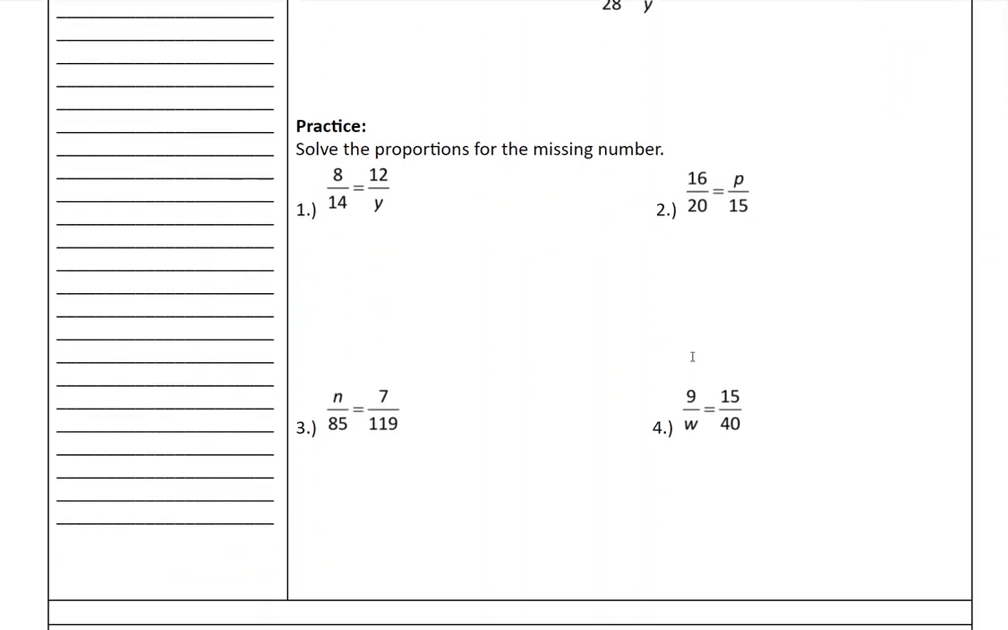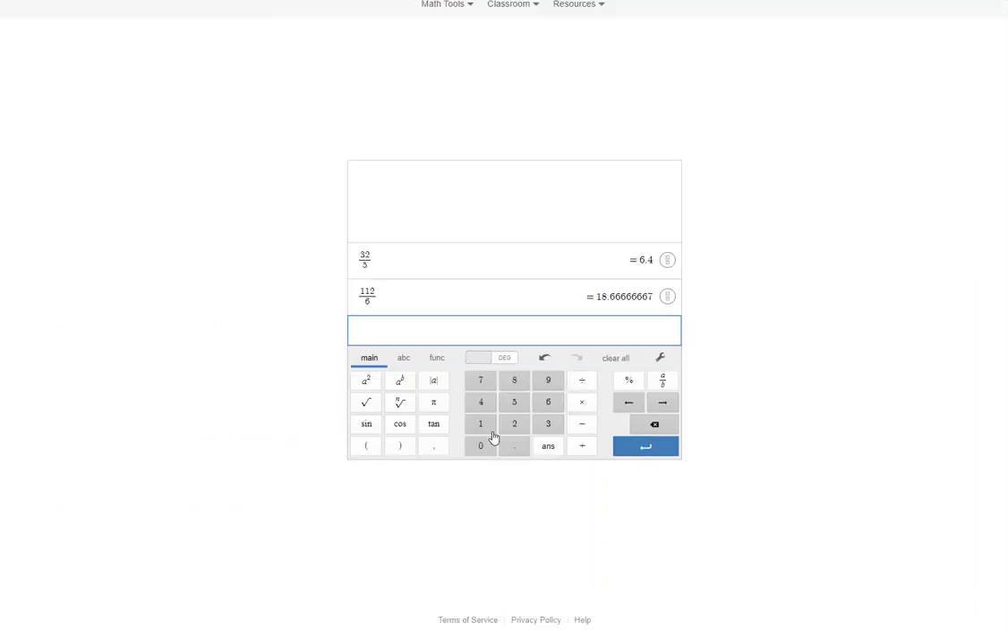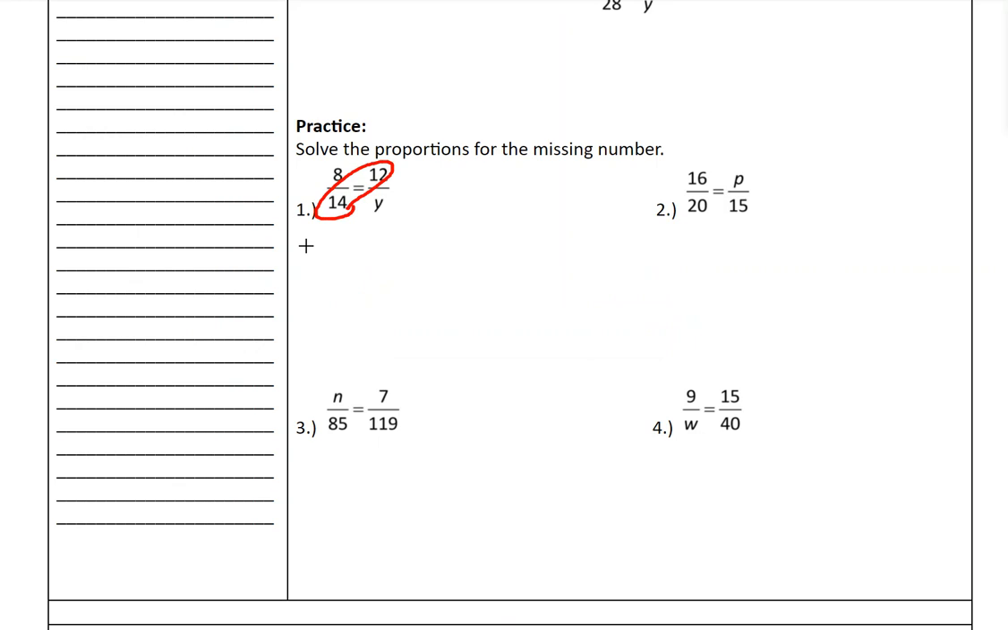Let's go on and try a couple more practice problems. I'll do the first one with you, and then you can try the next 3 by yourself. Okay, so 14 times 12. Now, whenever you come across a value that is pretty big, like this one, we're encouraging you to use Desmos. So 14 times 12, 168. So we have 168 on this side. And then on the other side, we're multiplying together 8 and the value we're trying to solve for, y. So 8 times y.